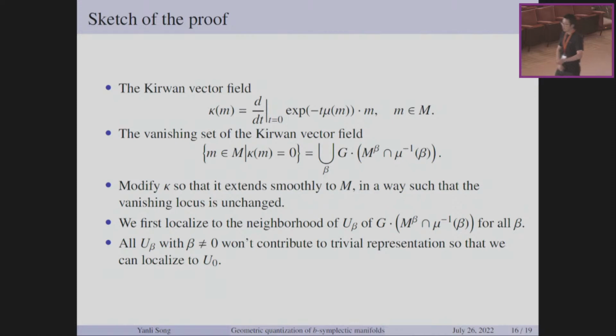And by some assumption, if you know some more geometric structure near mu inverse of 0, you can do further reduction to relate that to the reduced space. So here the new ingredient is to modify the current vector field using the modular weight. Okay.